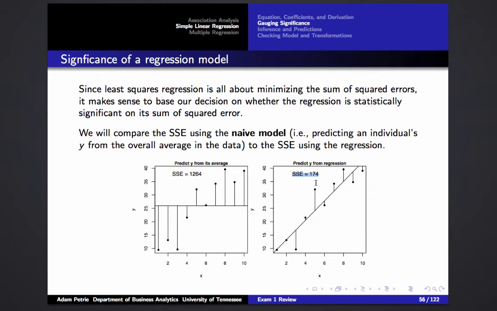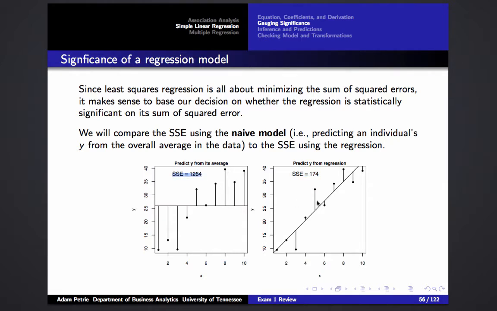So because the regression has more flexibility, we can tilt this line. It's not a flat horizontal line. It's always going to fit the data better than the naive model. We need to make sure that it's doing significantly better, essentially. So any predictor, even one that's unrelated to y, is always going to give a reduction in the sum of squared errors relative to the sum of squared errors of the naive model.